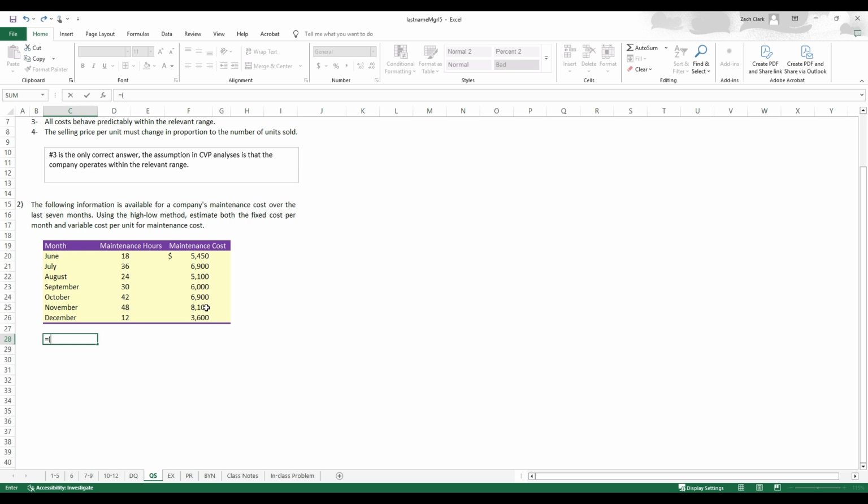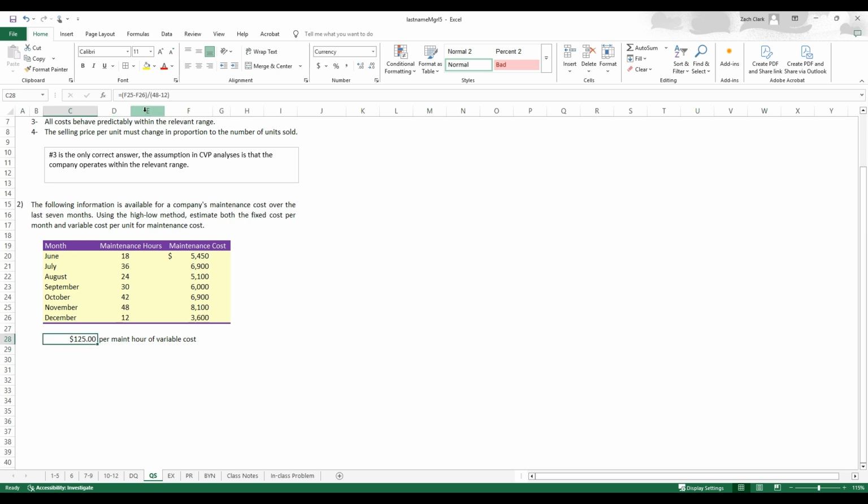So let's take a look here. We got 8,100 minus 3,600. So the biggest swing there. And then we're going to take the maintenance hours basically for these two. So we've got 48 minus 12. And so we get $125 per maintenance hour of variable cost.